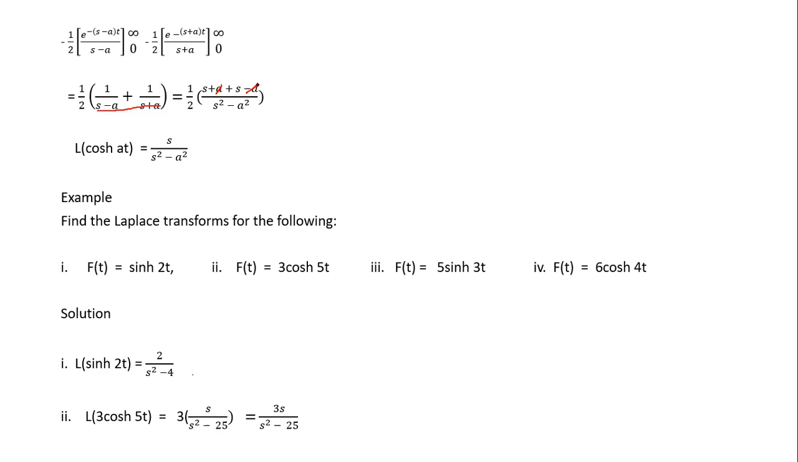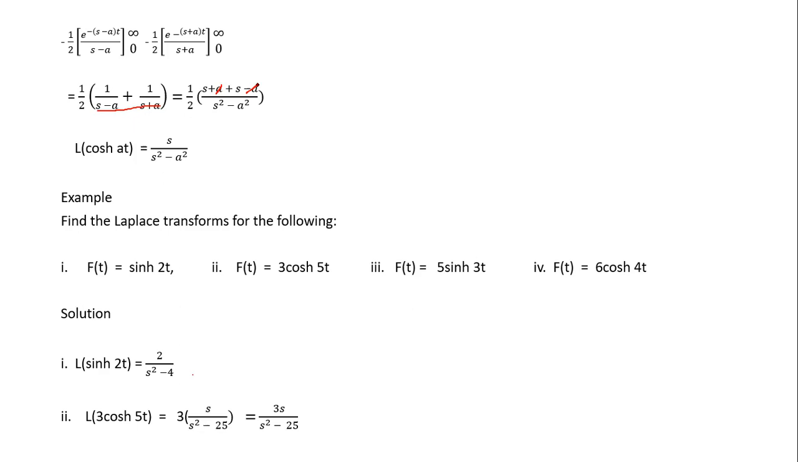So this is the difference between the hyperbolic and the sinusoidal. Sinusoidal, we are having cos at as s over s squared plus a squared. But for hyperbolic, we are having cosh at as s over s squared minus a squared. The only difference between the two is the negative. Sinusoidal, we are having positive or plus in between the s squared and a squared. But for the hyperbolic, we are having negative between them. So these are the only differences between the transformation, how to transform the sinh and the cosh, sine and cosine.